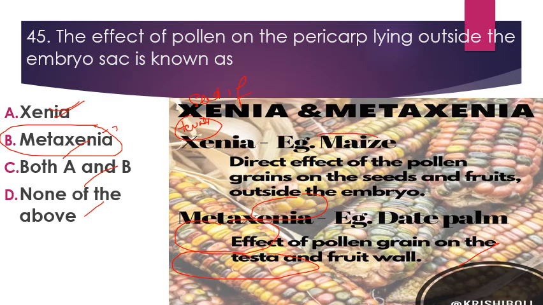For example is maize. So this xenia effect is shown in maize plant. So direct effect of pollen grain on the seed and fruit outside the embryo. Next is metaxenia. It occurs in case of date palm. So effect of pollen grain on the testa and fruit wall. So pericarp is the fruit wall. So fruit wall पे जो effect होता है pollen grain का, that is called metaxenia.